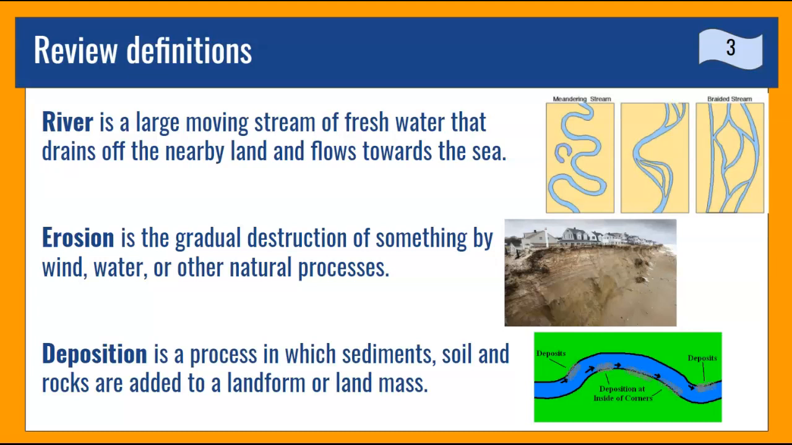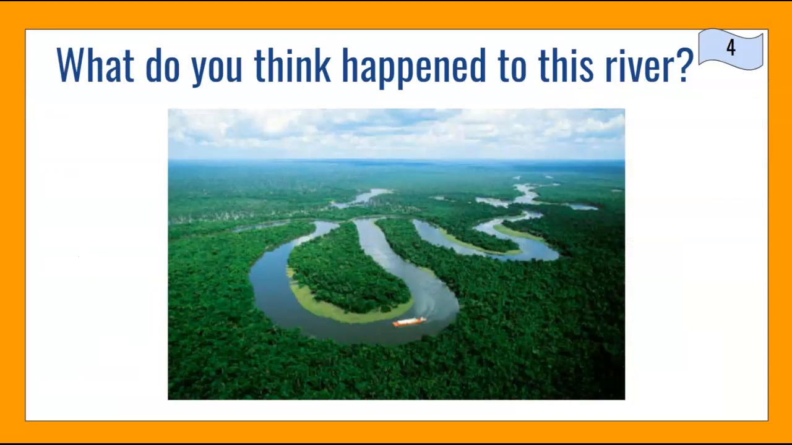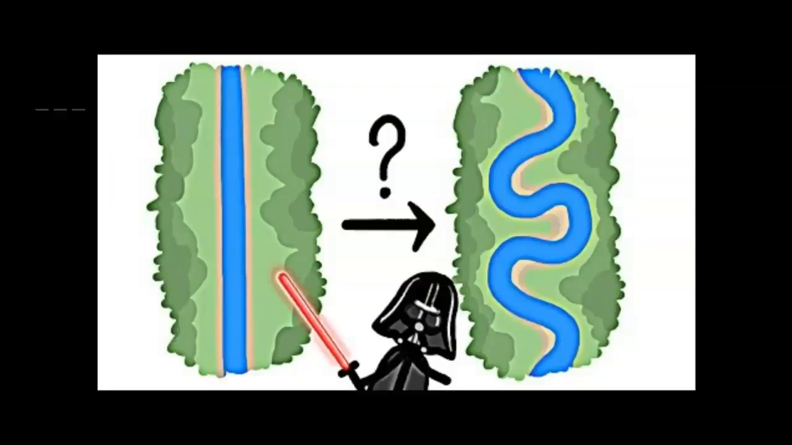And then to review, we have erosion. It's the gradual destruction of something by wind, water, or other natural processes. And deposition is a process in which sediments, soil, and rocks are actually added or deposited to a landform or landmass. So what do you think happened to this river? Looks pretty strange, right? Well, these rivers actually exist all around the world.